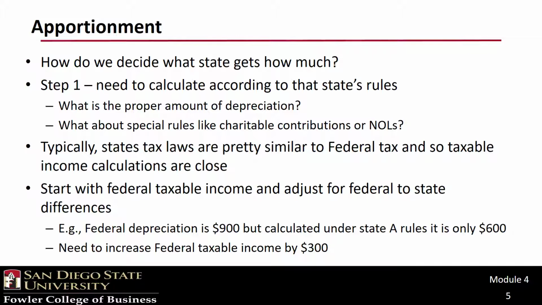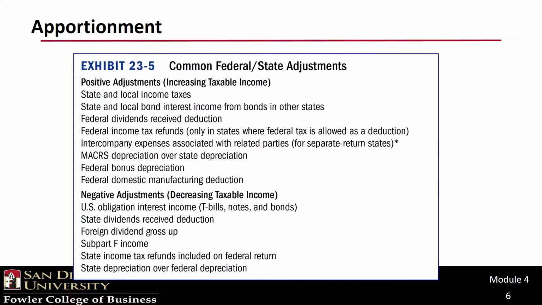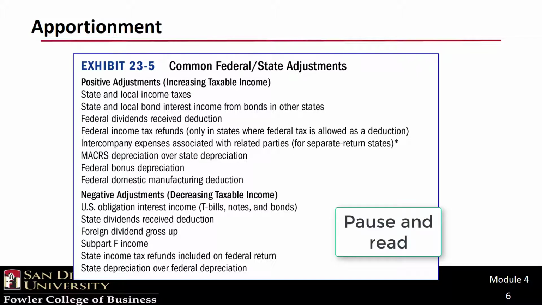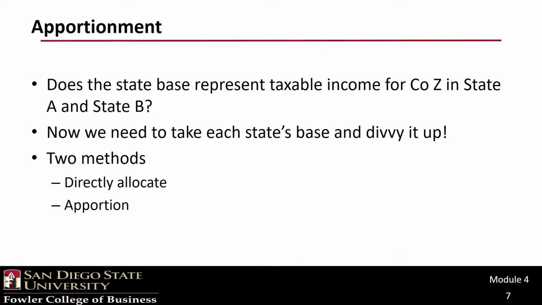So step one is to recalculate total income, that $500,000, except use state tax laws instead of federal tax laws. Each state can be different. So the differences between federal and state taxable income can vary. Here's a list of common adjustments. So we call that new state law-based taxable income amount the state tax base.